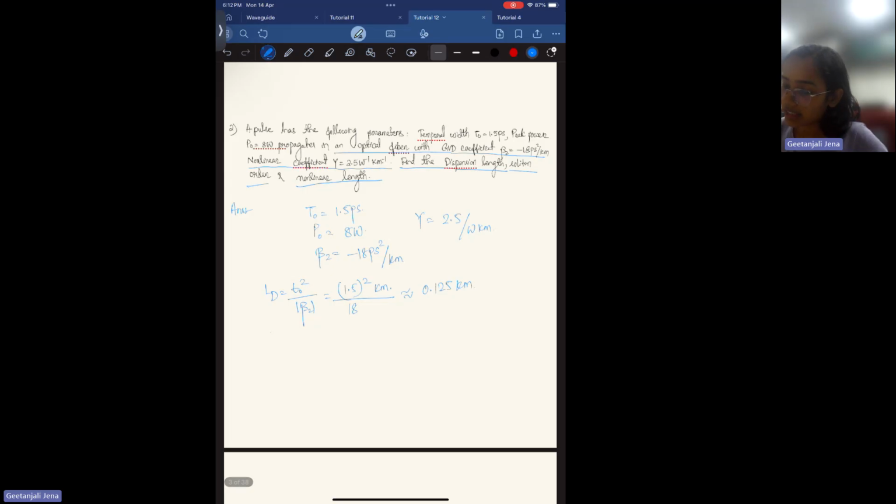And the second thing is to find out the nonlinear length, because soliton order is nothing but the ratio of dispersion length to nonlinear length. So for nonlinear length, we have the inverse of gamma P0. Gamma is already given, it is 2.5 per watt per kilometer, and P0 is 8 watt. So this will be 0.05 kilometer.